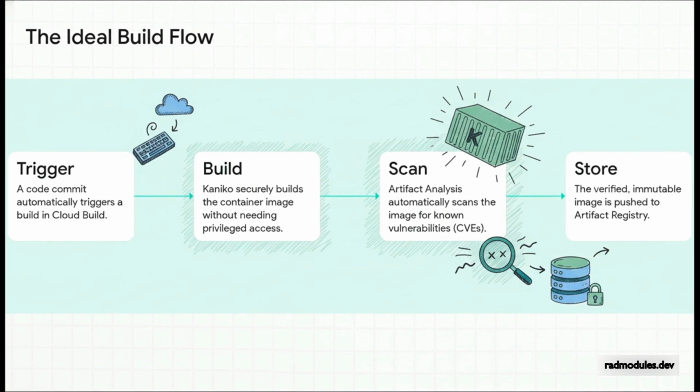Well, it all kicks off the second a developer commits their code. That automatically triggers a build. Now, the key tool to know here is Kaniko. It's a real game changer because it builds your container image securely inside another container, which means it doesn't need risky privileged root access on the build machine like the old Docker-in-Docker method did. It's way more secure. Then, once the build is done, it's automatically scanned for any known vulnerabilities, and only if it passes that scan does it get stored as a final permanent image in Artifact Registry.